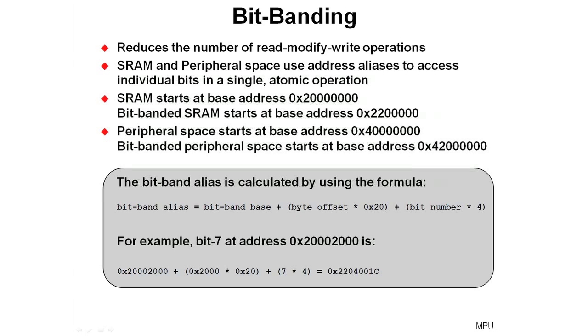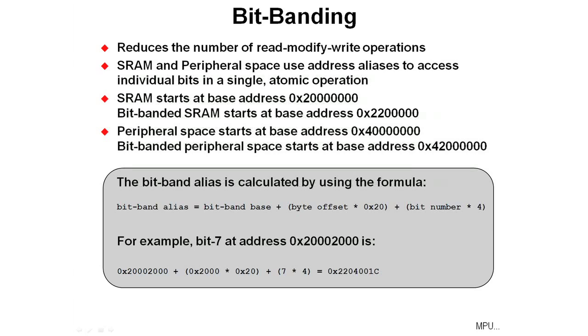SRAM and peripheral space use an address alias to access the individual bits in a single atomic operation. So SRAM, the physical memory, starts at a base address of 0x20000000, call that 20 million. The bit banded address alias of that starts at base address 22 million. Peripheral space starts at a base address of 40 million. The bit banded peripheral space starts at base address 42 million.